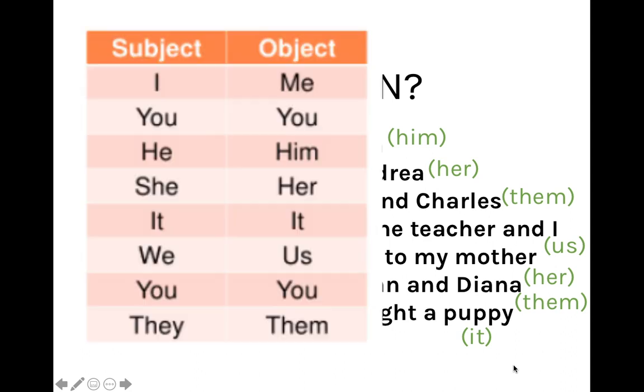Remember, for I, the object pronoun is me. For you, the object pronoun is you. For he, the object pronoun is him. For she, the object pronoun is her. For it, the object pronoun is it. For you, the object pronoun is you. For we, the object pronoun is us. And for they, the object pronoun is them. So now we know which ones are the subject pronouns and the object pronouns.